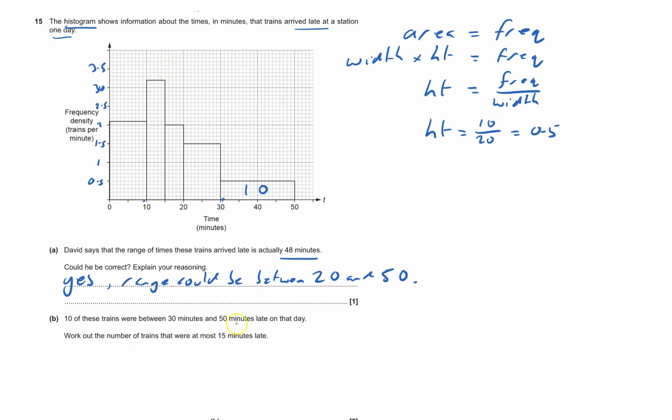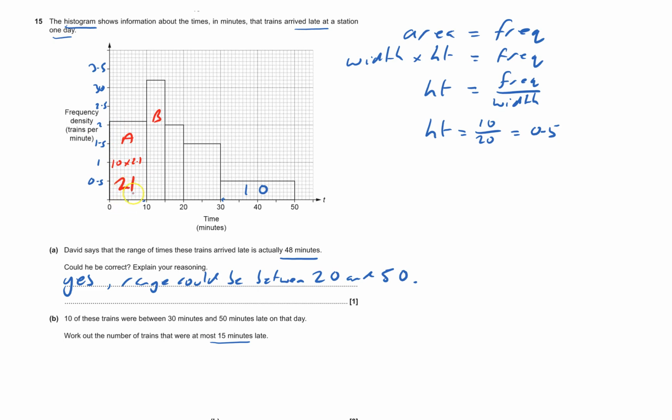Okay. Right, work out the number of trains that were at most 15 minutes late. That is these ones here, A and B. They were at most 15 minutes late. So I need to find out how many are in A. And so that will be the frequency, so that's the width times the height. So the width is 10 times the height, which is 2.1.